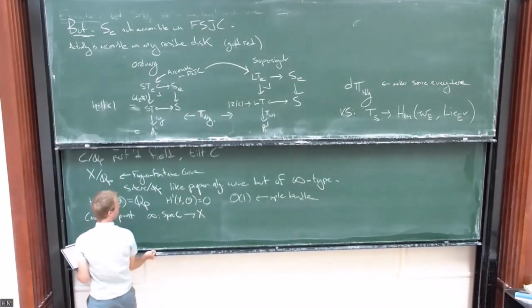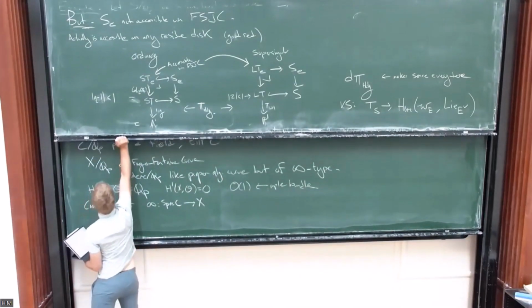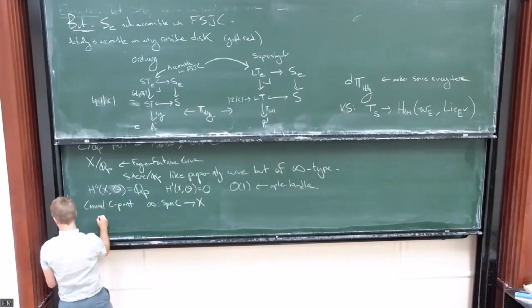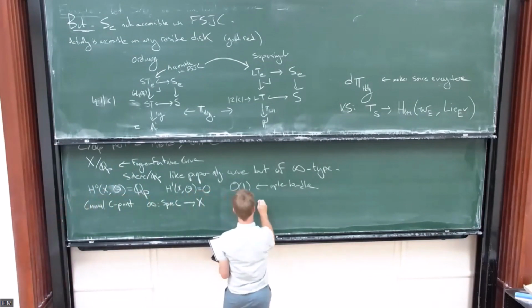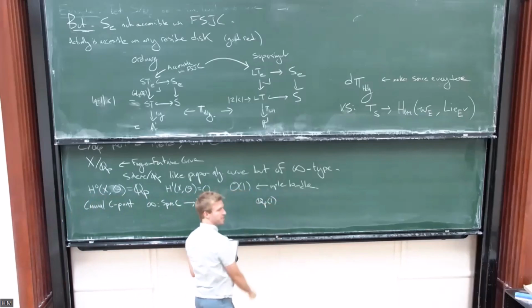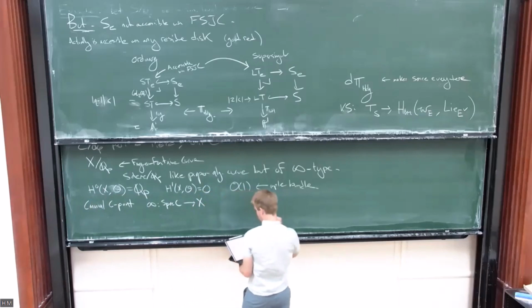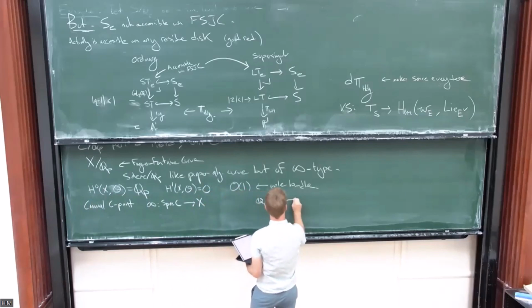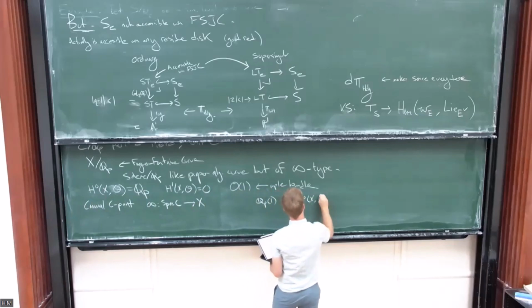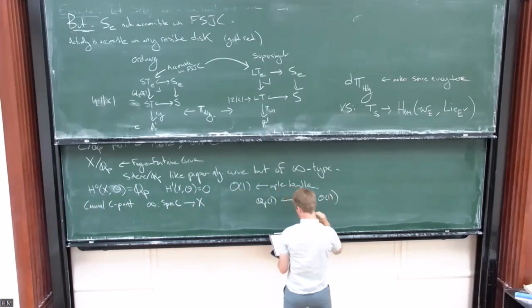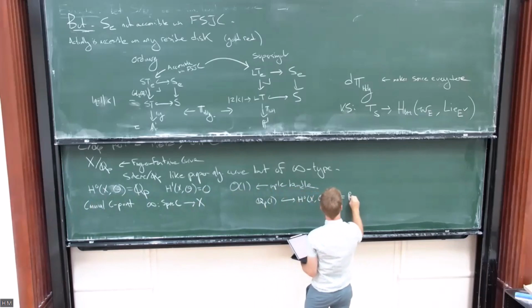Well, we have a natural embedding of Q_p(1), the compatible systems of p-power roots of unity, into global sections of O(1).